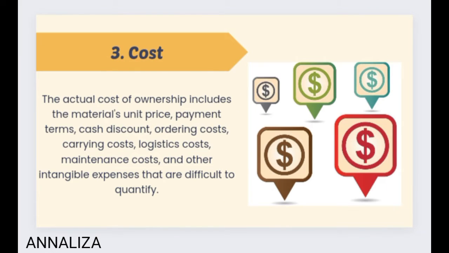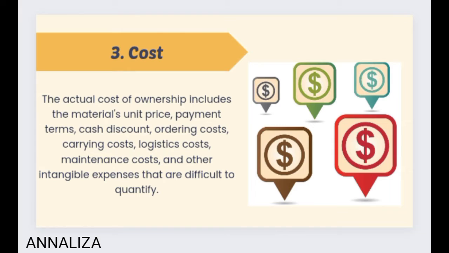Number 3 is cost. The actual cost of ownership includes the material's unit price, payment terms, cash discount, ordering costs, carrying costs, logistic costs, maintenance costs, and other intangible expenses that are difficult to quantify. This means when choosing a supplier, it's not just about the price of the product itself. The total cost of ownership is what really matters.